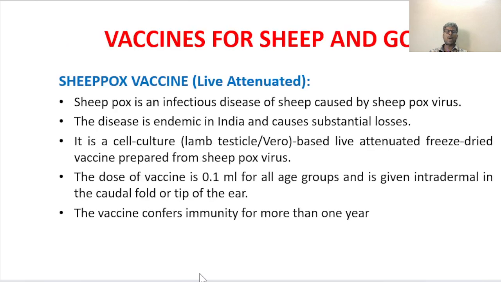Vaccines for sheep and goat. Sheep pox vaccine is a type of live attenuated vaccine. Sheep pox is an infectious disease of sheep caused by sheep pox virus. This disease is endemic in India and causes substantial losses. It is a cell culture based live attenuated freeze-dried vaccine prepared from sheep pox virus. The dose of vaccine is 0.1 ml for all age groups and is given intradermally in the caudal fold or tip of the ear. The vaccine confers immunity for more than 1 year.